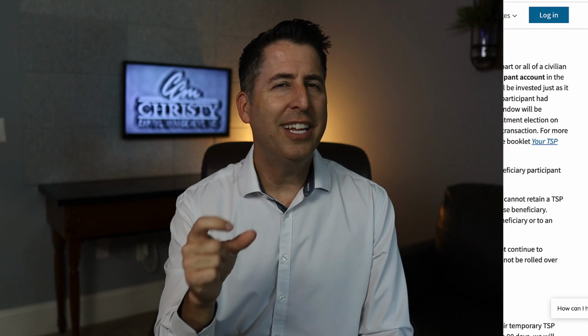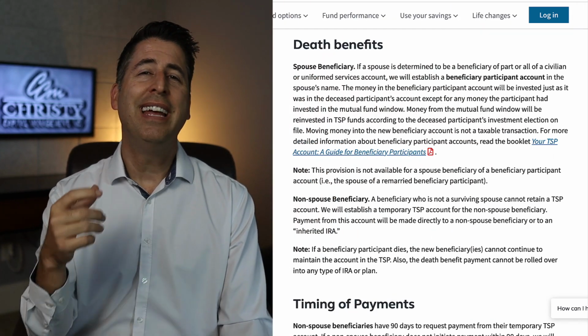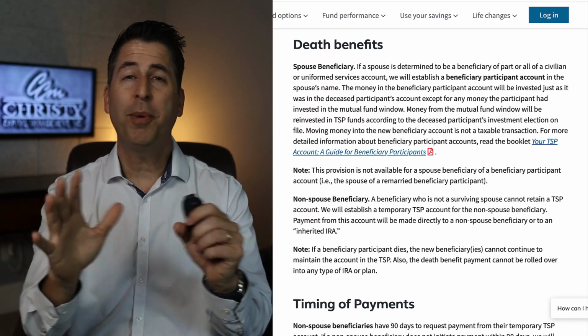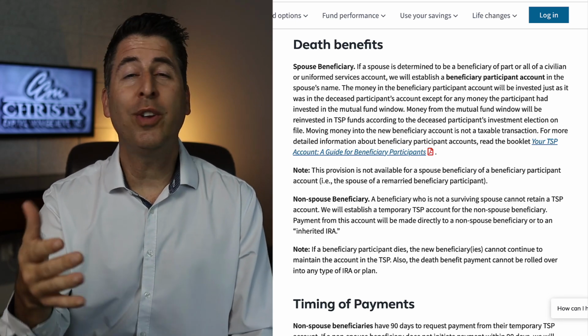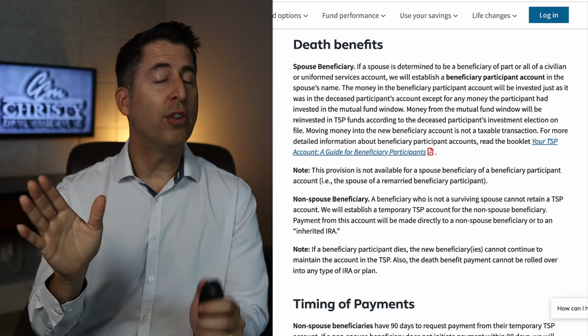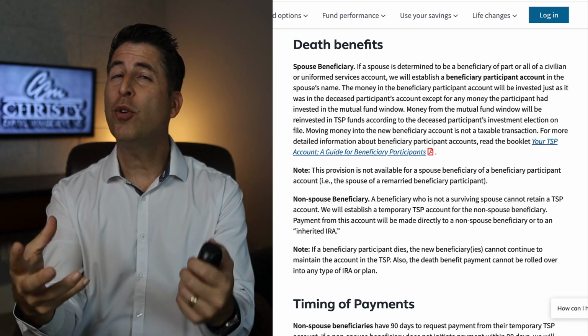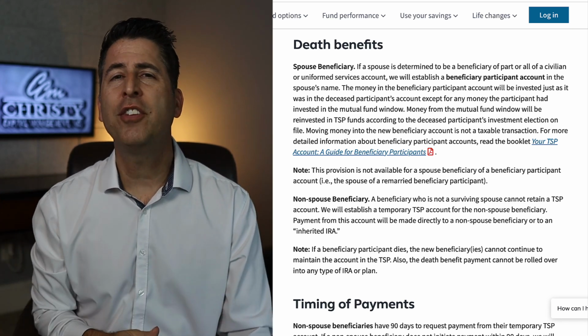So far, everything's normal. But if you look here on the tsp.gov website, you can see that a non-spouse beneficiary, somebody that's not your spouse, can inherit the money as well. So you can either leave it directly to your spouse, or you can leave it directly to another person. But the first person that inherits your TSP, everything's good with that.